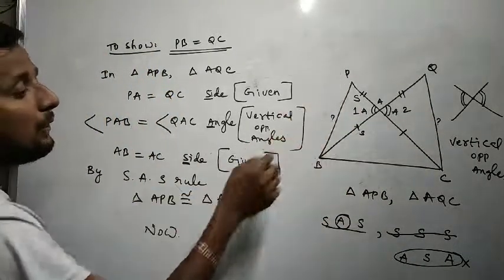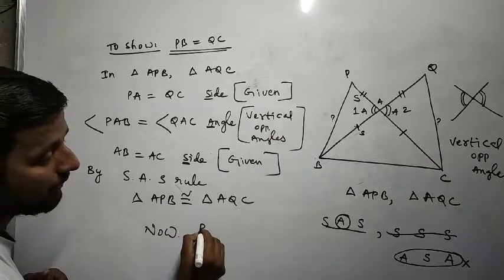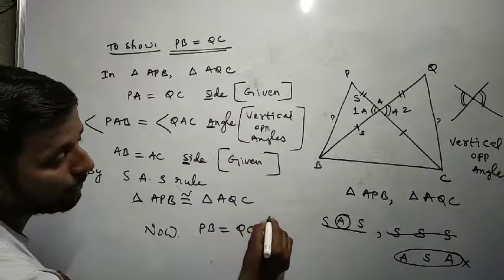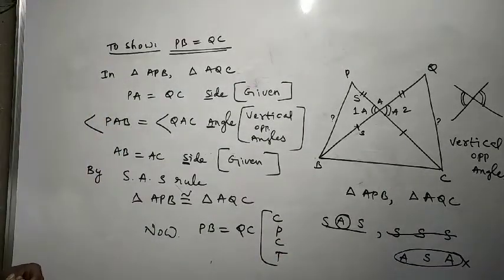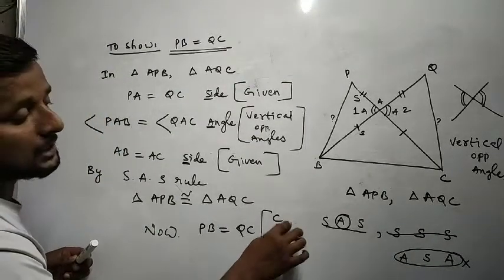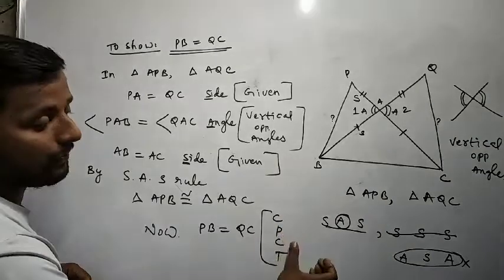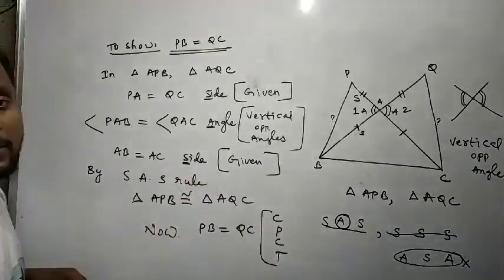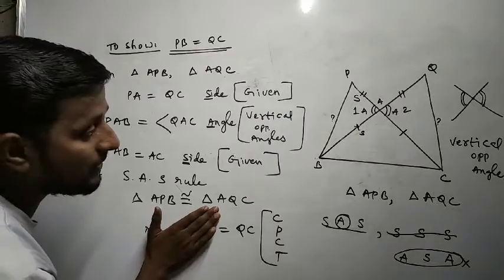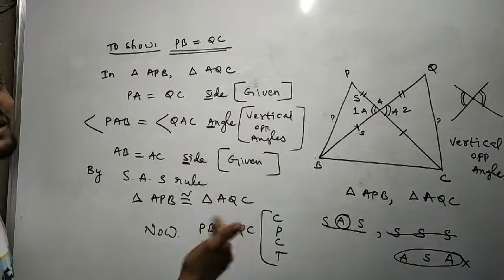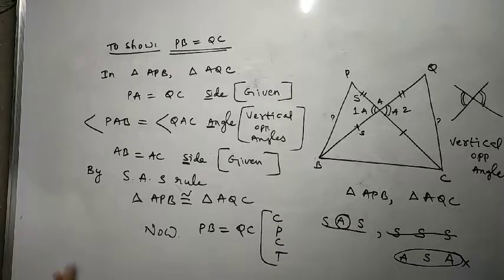So finally, what am I required to show? PB is equal to QC. I'll write the rule: CPCT rule. What is CPCT? Corresponding parts of congruent triangles. That is the CPCT rule. Remember CPCT, because all the coming problems we'll solve based on the CPCT rule only. That means once congruence is decided, then we start comparing the rest of the corresponding parts.